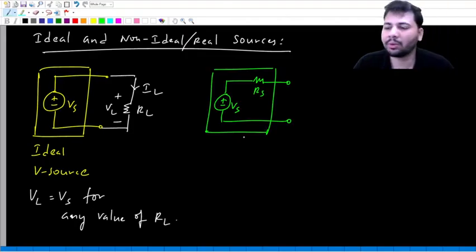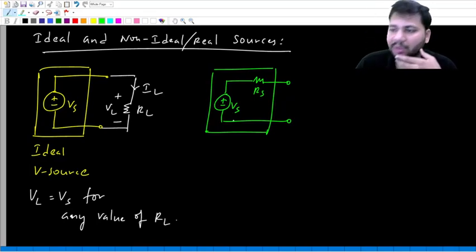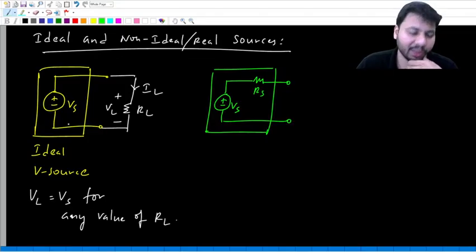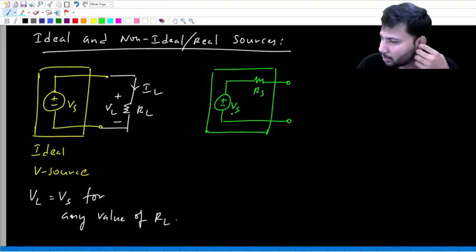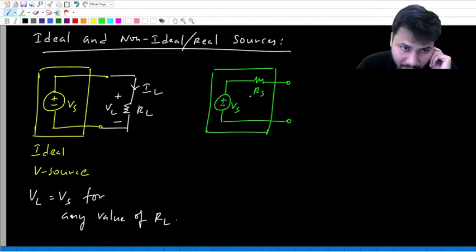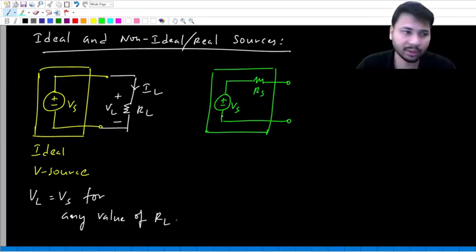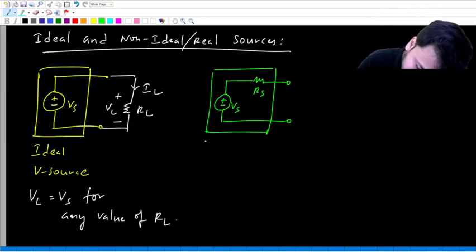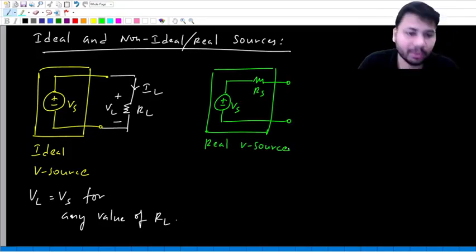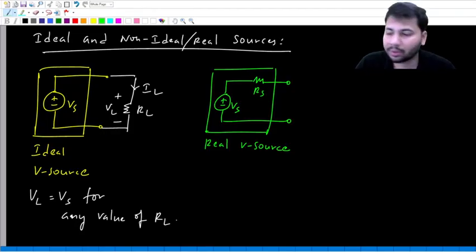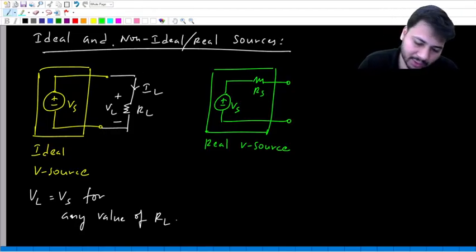Now if I ask you what kind of source is this green color box, look at the green color box. This time also inside the box we have a voltage source. Earlier inside the box we just had the voltage source, nothing else. But this time inside the box we have a voltage source and also a resistance in series. So this RS is the internal resistance of this voltage source, and this is also a voltage source, but this should be called a real voltage source.